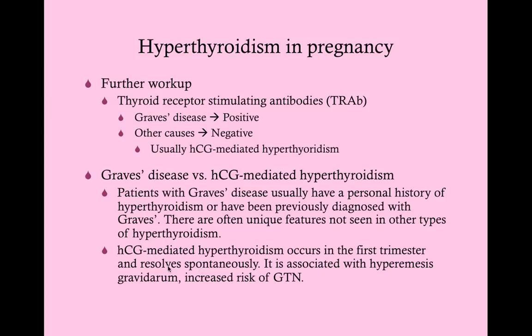HCG mediated. What happens to your HCG levels during pregnancy? When does it peak? It peaks towards the end of the first trimester and goes away. What else do we see with HCG that gets worse? The worst it is towards the end of the first trimester, and then it goes away as the pregnancy progresses. Hyperemesis gravidarum. And there is a link between HCG-mediated hyperthyroidism and hyperemesis gravidarum.